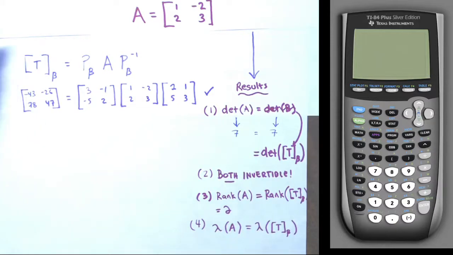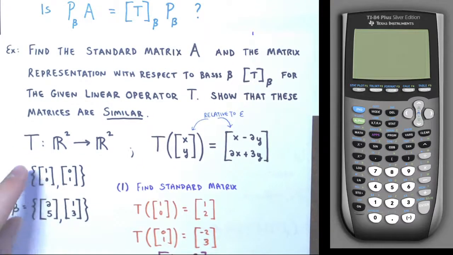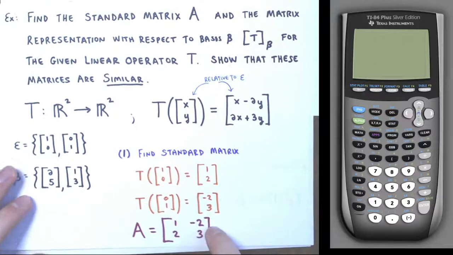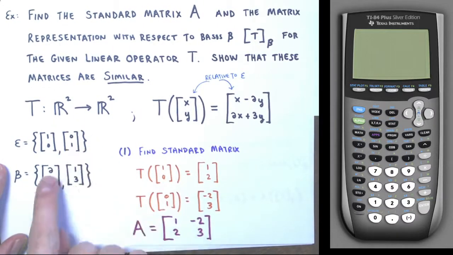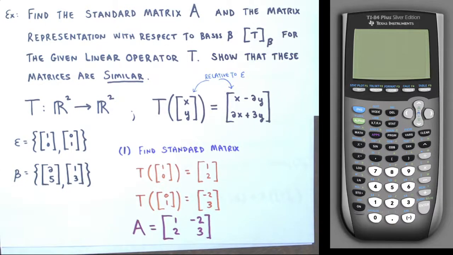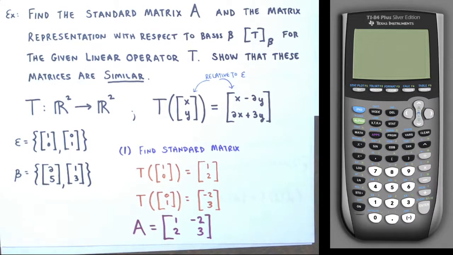Okay, great. And this should happen for any linear operator, what I've just shown here. For any linear operator, if you're working with the standard basis for both the domain and codomain, and some non-standard basis, the same non-standard basis on both sides, then your standard matrix and the matrix representation relative to that non-standard basis will always be similar. And in fact, it goes back and forth. If you have a linear operator and you're given two bases, one the standard basis for both and another non-standard basis for both, you can find two matrix representations, and those two matrices will be similar.